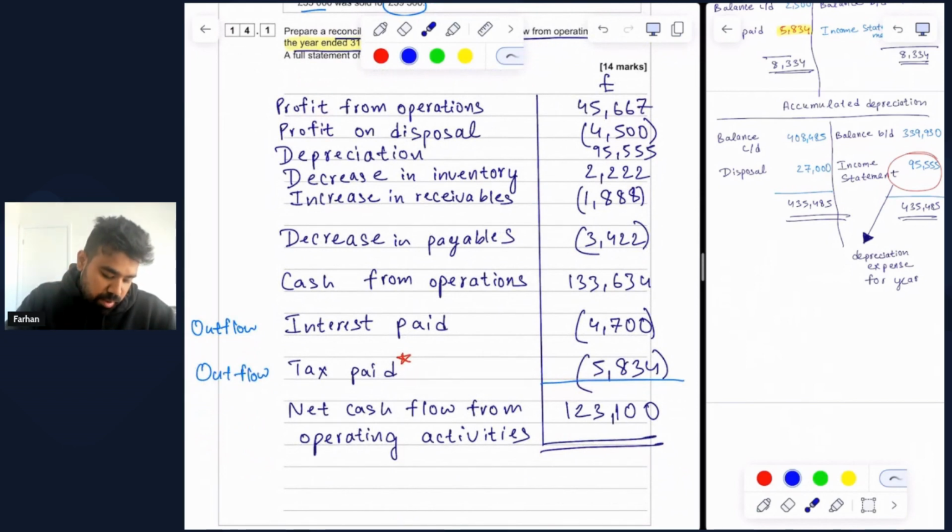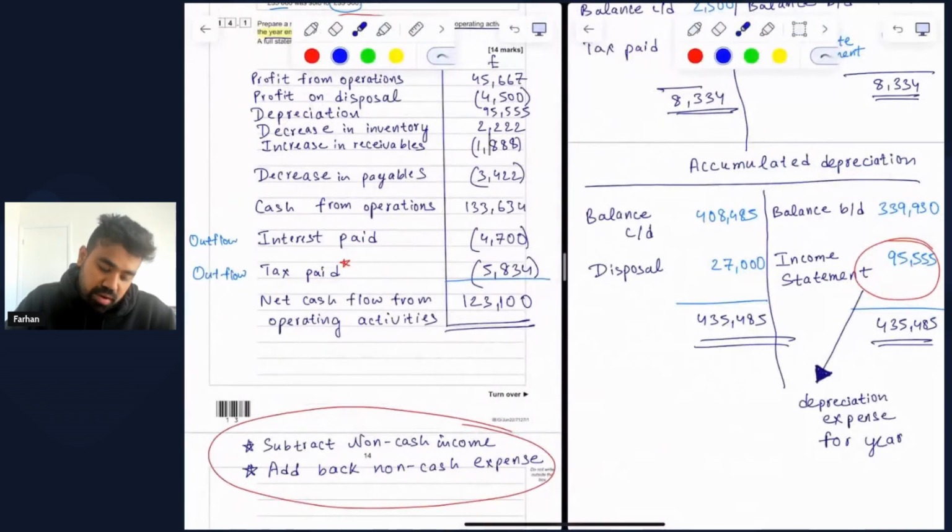So let's find the amount for interest paid. I think we have already derived it, which is £4,700, and it's in negative. And why it's in negative is very clear, because it's an outflow. You are paying interest using the cash you have. So where did we get this £4,700 from?